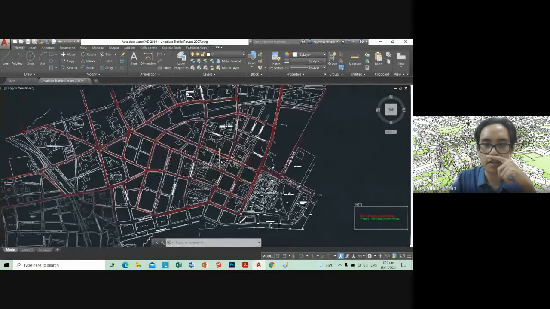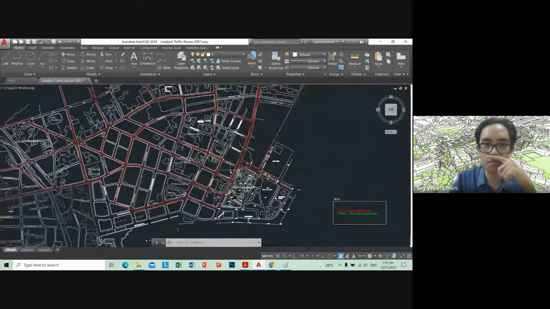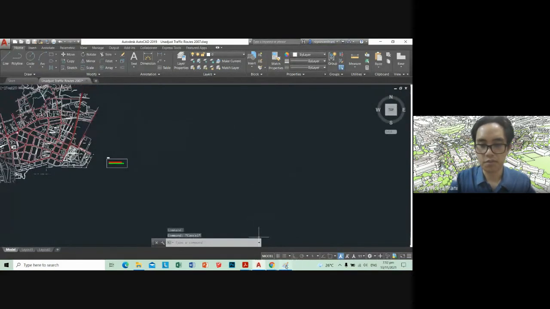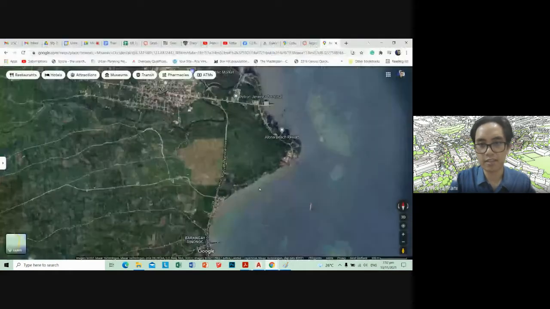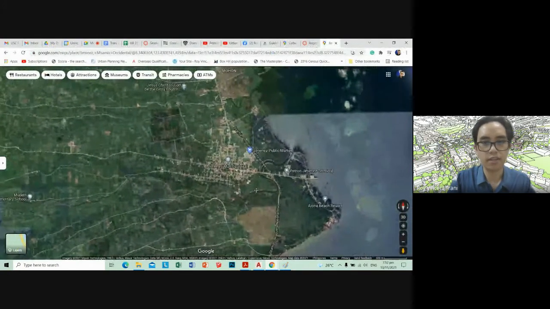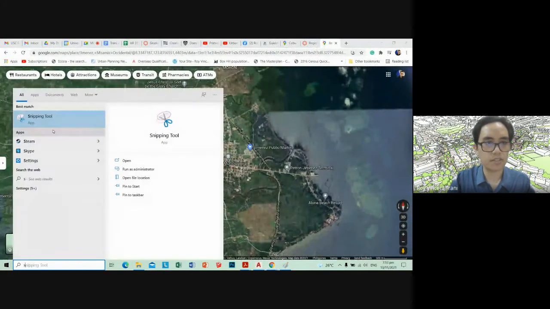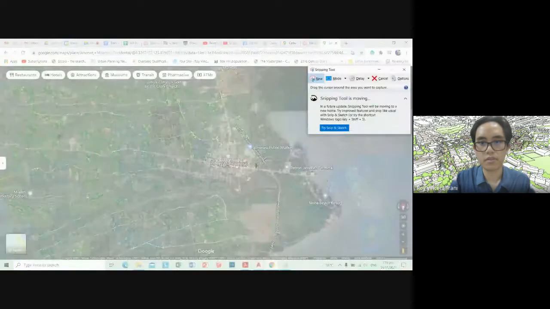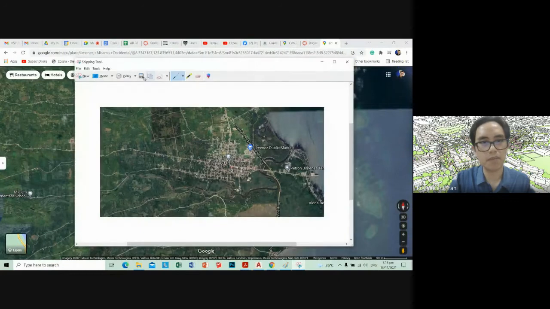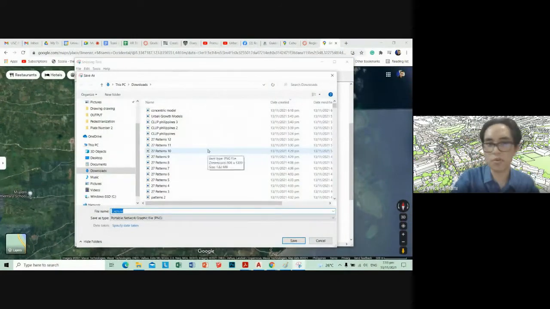This is focused on the older district of Cebu. This is the Colon area. But maybe for our finals, we can just focus on a scale like this. It's maybe 1:100,000 or something like that. I'll take a snip of this. We'll just draw the built up areas and maybe have a key plan for the whole municipality.